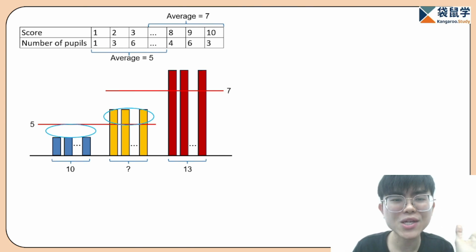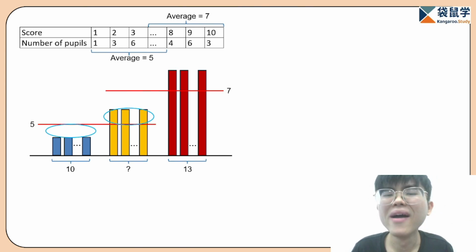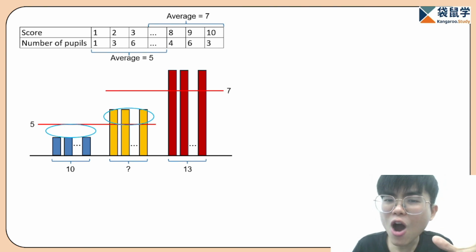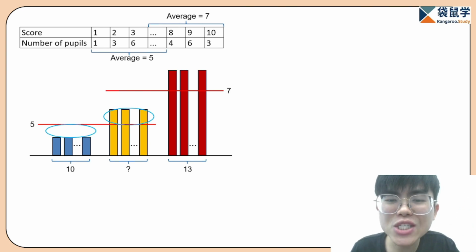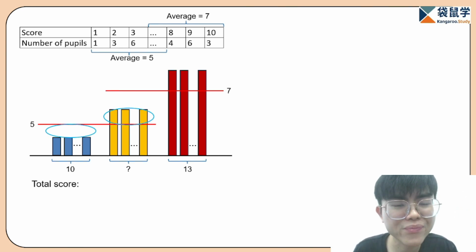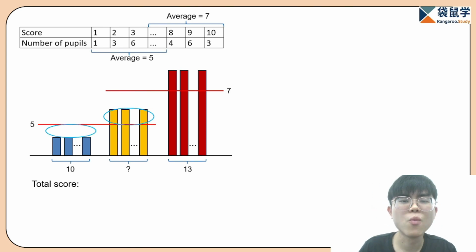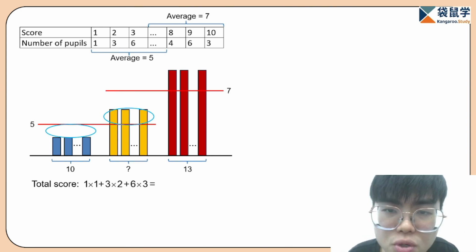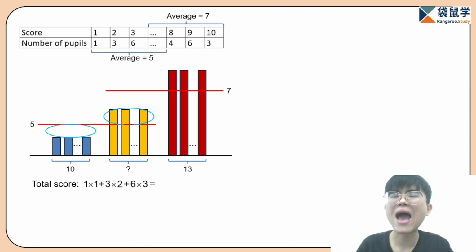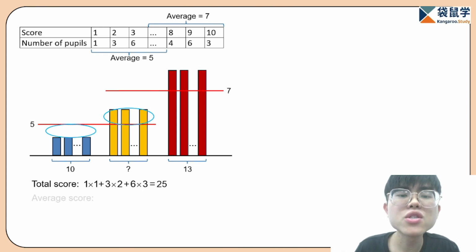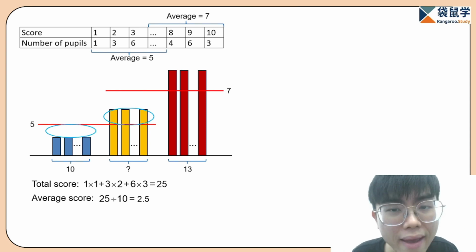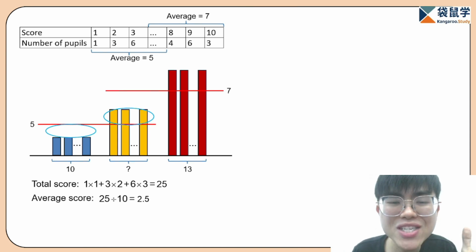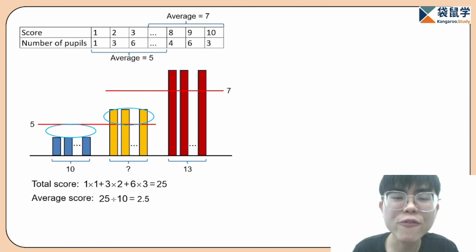So how do I find what is the score for this lacking part? Maybe you can try to find how much score I have to give each of the people for them to reach the average score of 5. For that, let's try to find out what is the current total score. Based on the table, we can just use 1 times 1 plus 3 times 2 plus 6 times 3, and we have 25. Now for the average score, we can just use 25 divided by 10, and we have 2.5. Now we know the average score of this group of people is just 2.5.